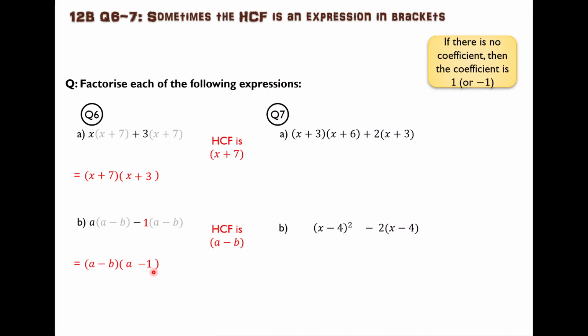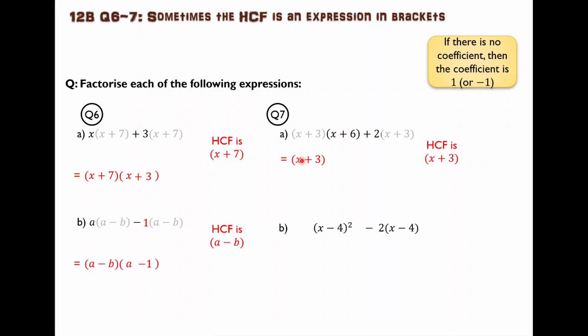Okay, well, let's try another one. Going to work very similar. The highest common factor is going to be an expression in brackets. Can you see something, a factor, that is common between this term and this one? It is x plus 3. So I can do the same thing. The x plus 3 is common. It's a common factor to both.